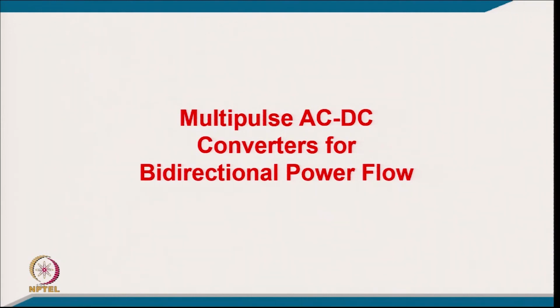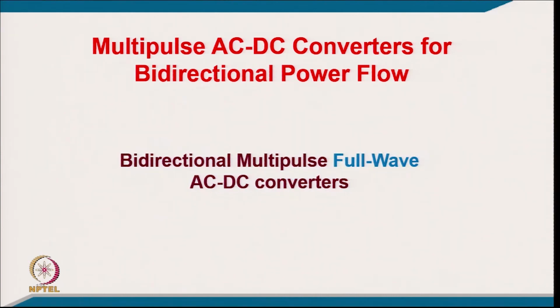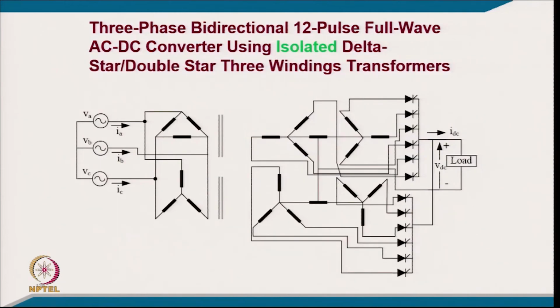Now, coming to the multipulse AC/DC converter for bidirectional power flow. Bidirectional power flow means we are using thyristors for the controlled converters, AC/DC converter for bidirectional power flow. So, it can again be a full wave bidirectional multipulse AC/DC converter. Full wave means, again, you are converting a 3 phase supply into 12 phase for 12 pulse, and in place of diodes you are using thyristors for controlling the output voltage.